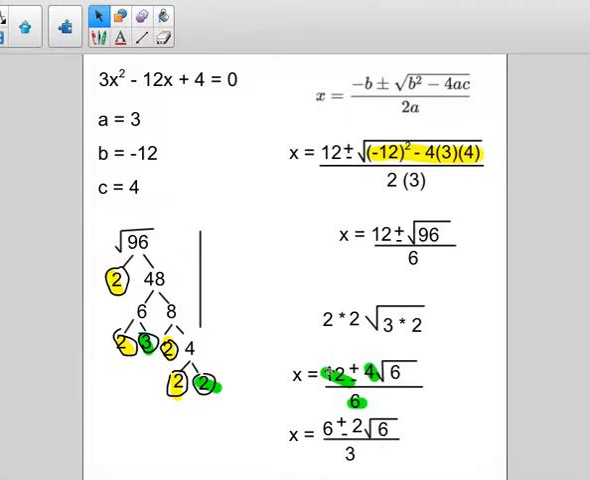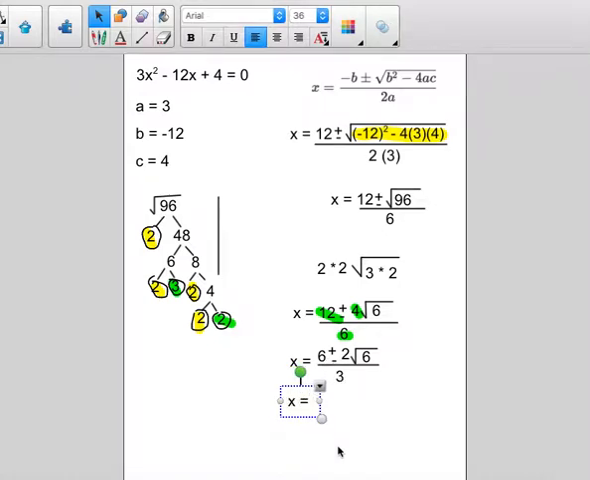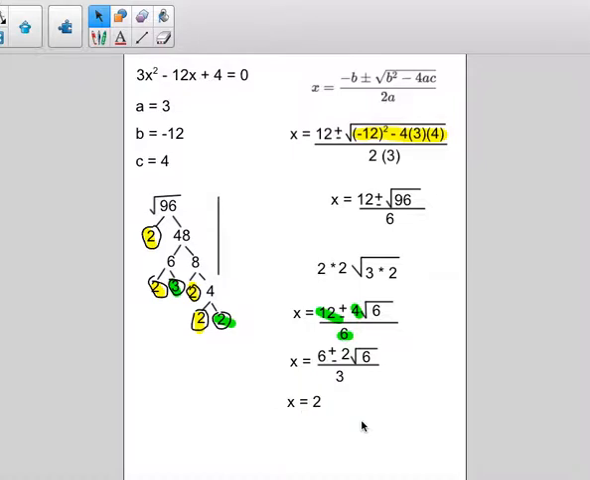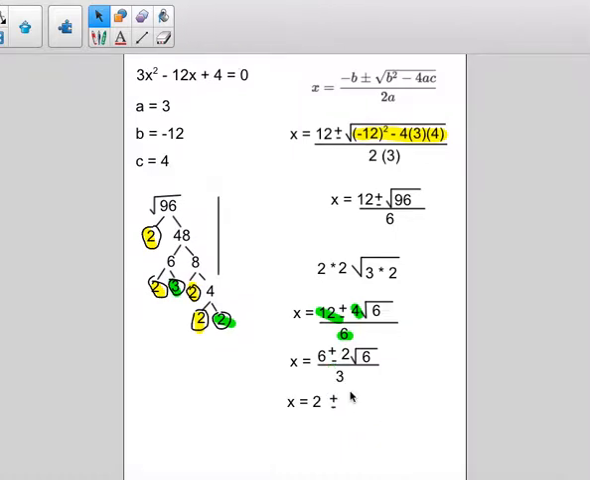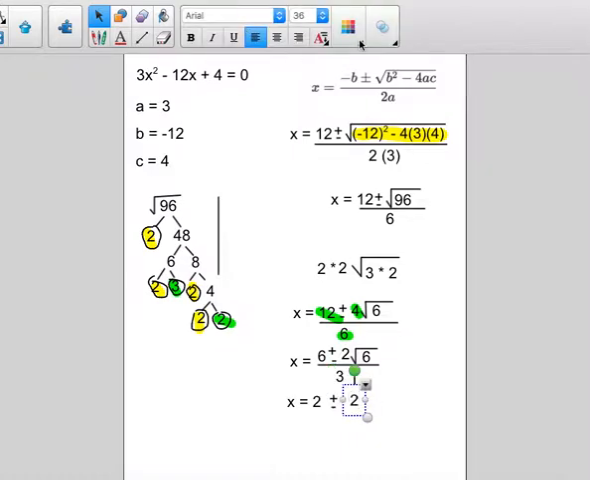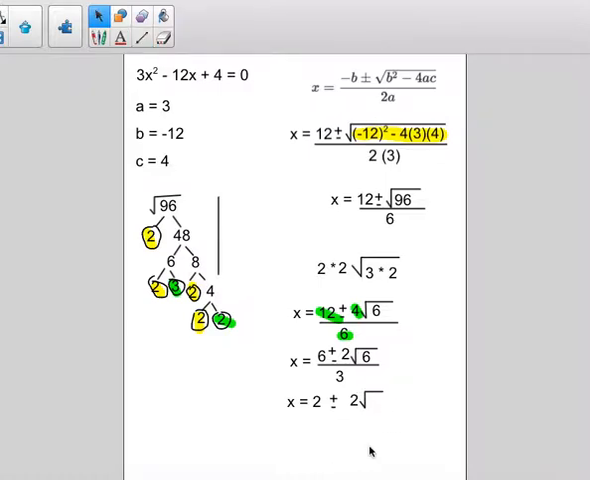And that is, well, actually, we can simplify that a little bit further. So then that's going to equal 6 over 3, and 6 divided by 3 is just 2, plus or minus 2 radical 6 over 3.